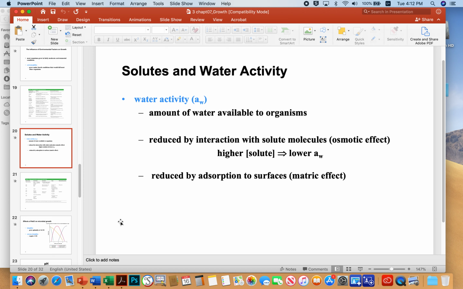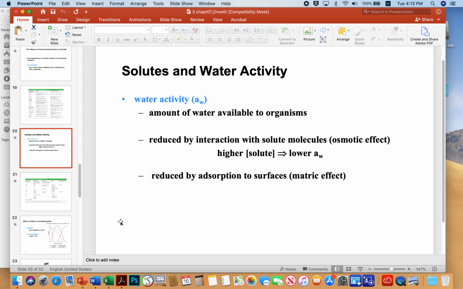Water activity is a reference to the amount of water that's available for a microbe's metabolism, and it can be reduced by interaction with solutes. So the more sugar, for example, or the more salt you push into solution makes this situation more difficult. It reduces the water activity. It reduces the availability of water for a microbe.